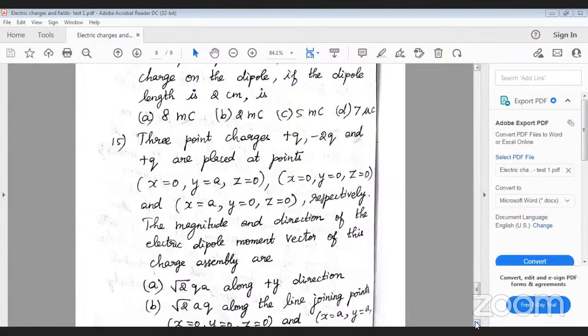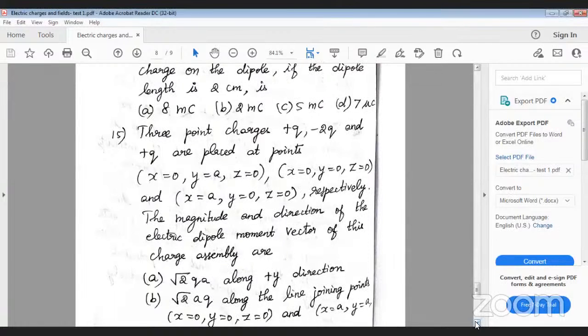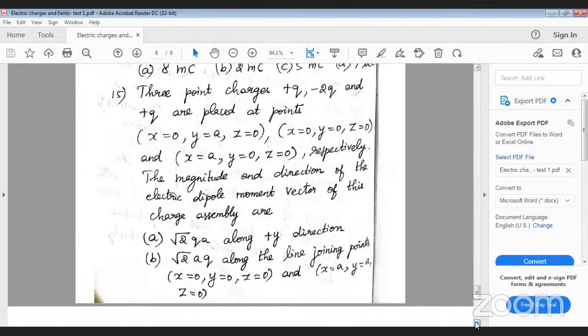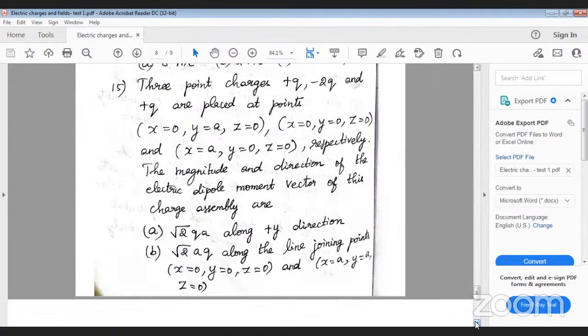3 point charges plus q, minus 2q and plus q are placed at points x equal to 0, y equal to a, z equal to 0; x equal to 0, y equal to 0, z equal to 0; and x equal to a, y equal to 0, z equal to 0 respectively. The magnitude and direction of electric dipole moment vector of this charge assembly are.